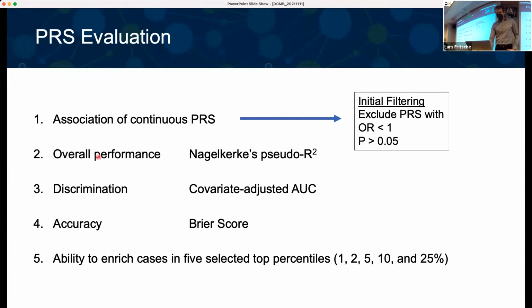Then we looked at overall performance. That's the pseudo R-square, the measure that we use to rank the tuning parameters. So the one with the highest pseudo R-square is the tuning parameter that we use for the evaluation later on. Then in the testing data set, we looked at discrimination, here covariate adjusted AUC, looked at accuracy, and then also looked at the ability to enrich cases in 5 selected top percentiles, and this was top 1, 2, 5, 10, or 25%.